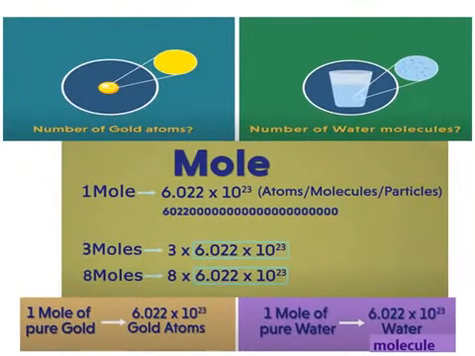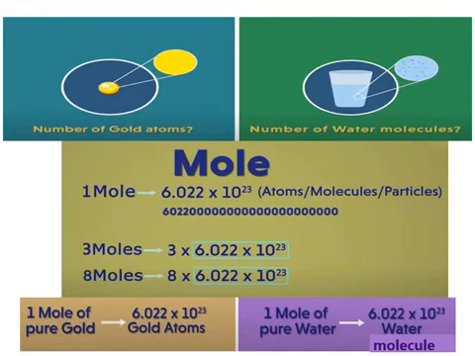Children, look into the slide here. Now you find 2 slides on the above. One is for gold and the other is for a glass of water. Look at the pure gold. Can you tell or can you predict at least how many atoms are there in the gold? Similarly, looking at the glass of water, can you tell me the number of water molecules?